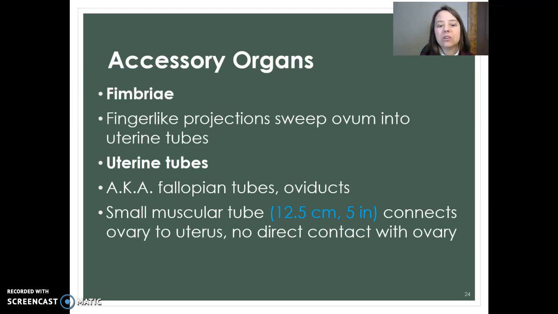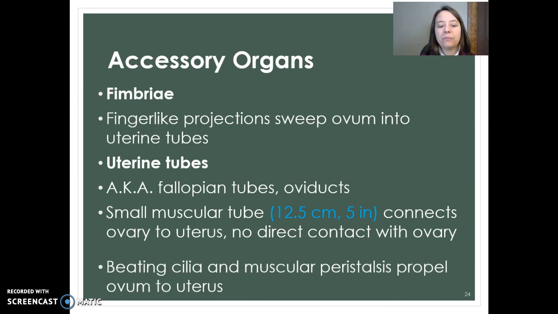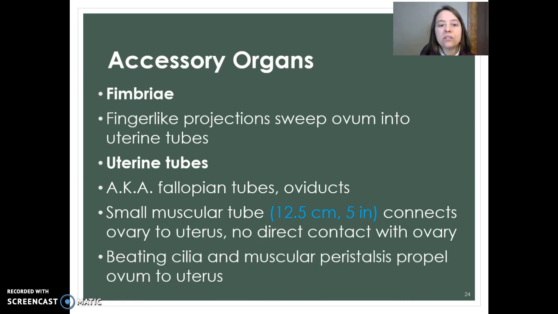But actually, there is no direct contact of the uterine tubes to the ovary. So when an ovum is released from the ovary, it actually is just released into the abdomen, and then the fimbriae are going to pick it up. So in the uterine tubes, there is beating cilia and also peristalsis that propels the ovum to the uterus.